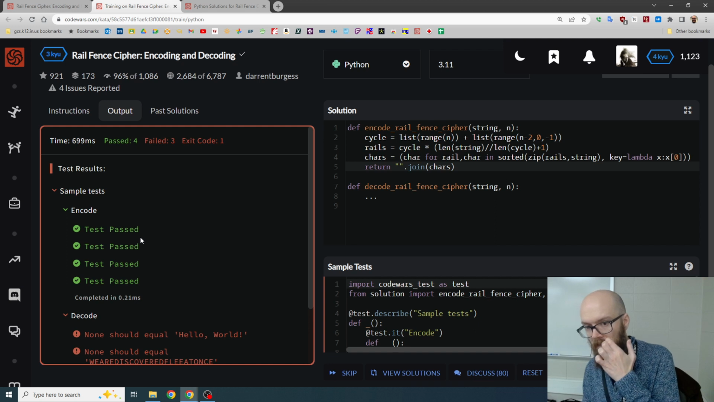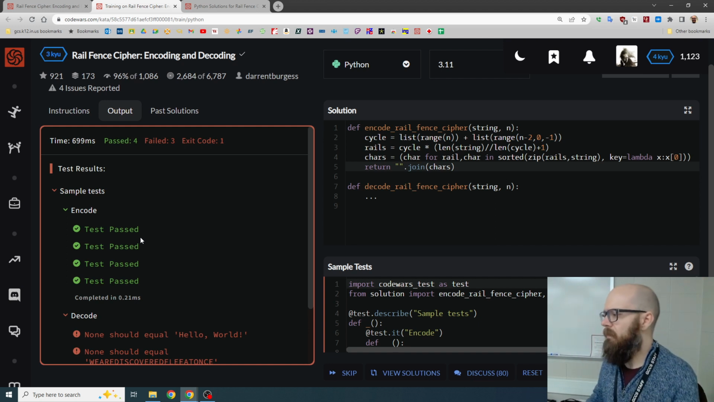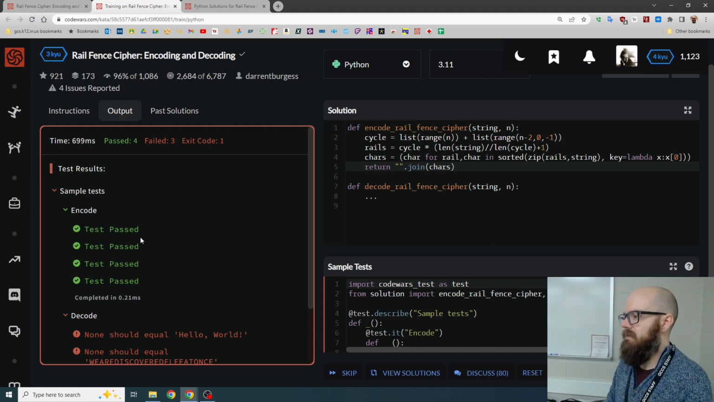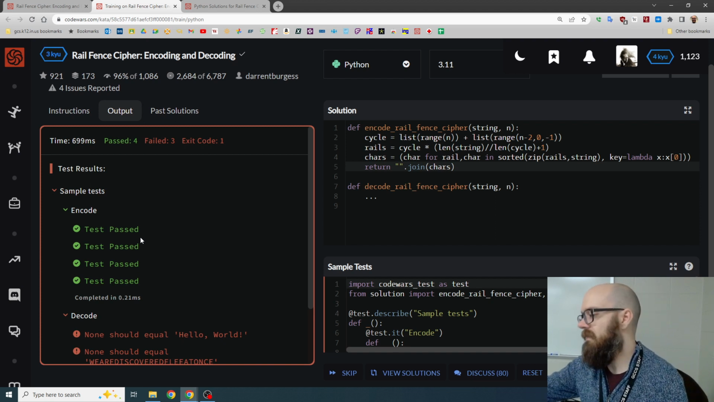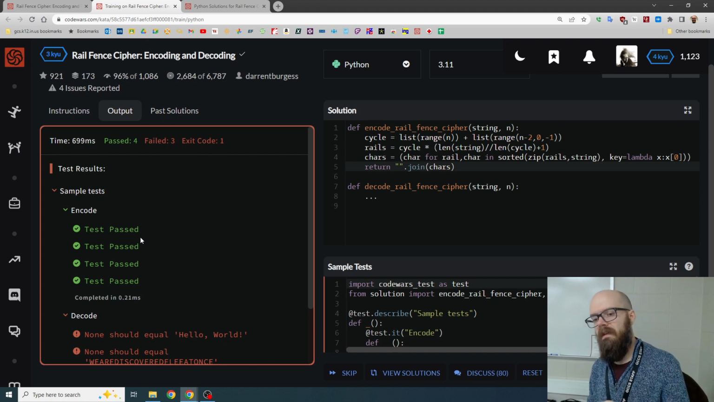I love it. This is the easy part, and then the decode is a bit harder because you can't just line up some numbers and go. At least the way I'm doing it, I'm going to start with a range, just go 0, 1, 2, 3 all the way to the length of the string, and then encode that so that they're all rearranged, and then attach letters and then sort them.